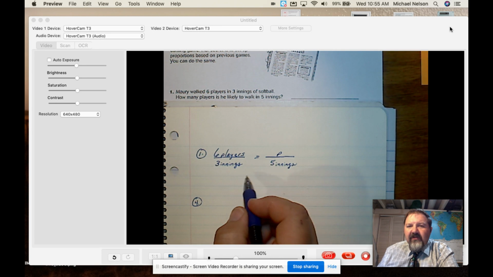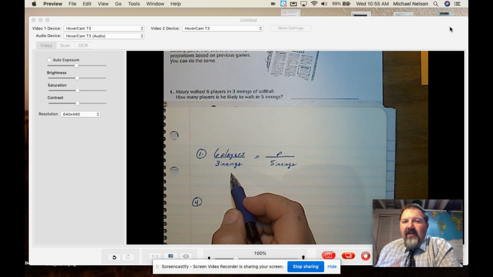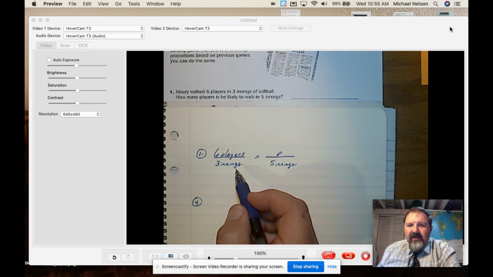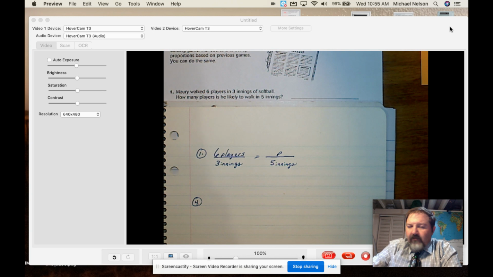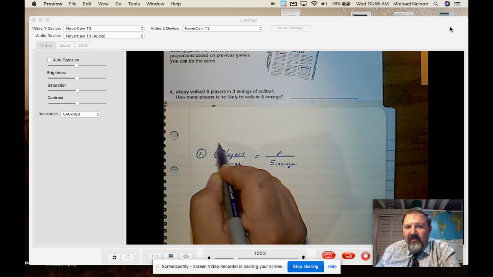So I'm going to show you the solution to this. There's actually two ways. I'll show you the quick reducing way first, and then I'm not going to talk about that one anymore. So if you want to do the first way, you can, but I'm going to do the rest of the examples using the proportion cross multiplying, and we'll talk about that in just a second. All right. So what I mean by reducing, you've got 6 players and 3 innings. You notice these numbers probably are easily reduced.